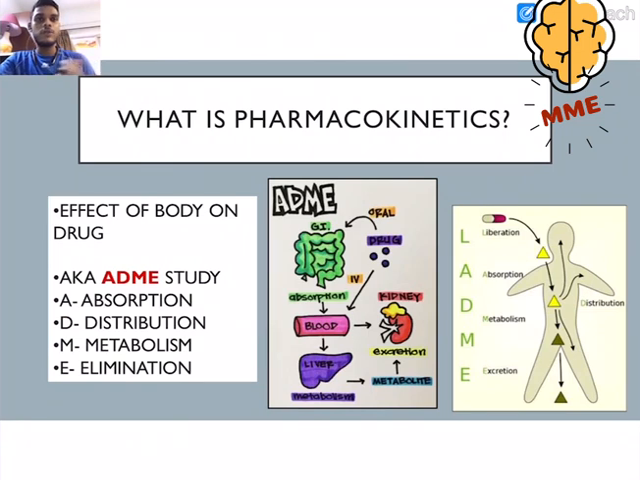So first of all, as we know, what is pharmacokinetics? Like I also mentioned in my previous video, pharmacokinetics is the effect of the body on the drug. Now it is also called the ADME study. Now what does ADME stand for? As I've already told before, A stands for absorption, D stands for distribution, M stands for metabolism, and E stands for elimination of the drug. So after we administer or ingest any drug, what effect does our body have on that particular drug is what pharmacokinetics is all about.